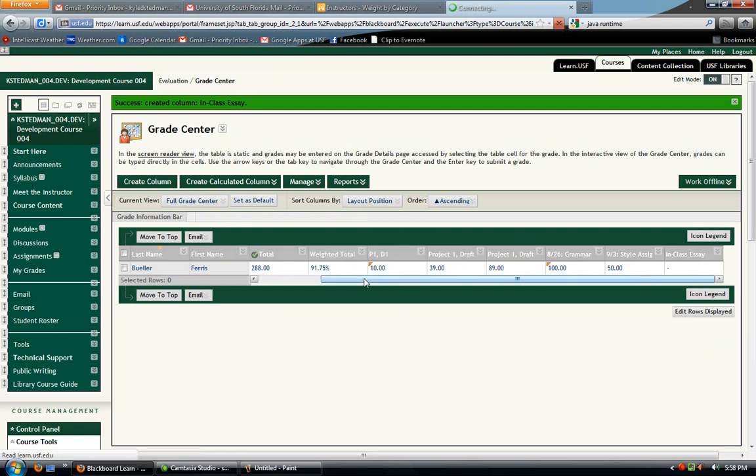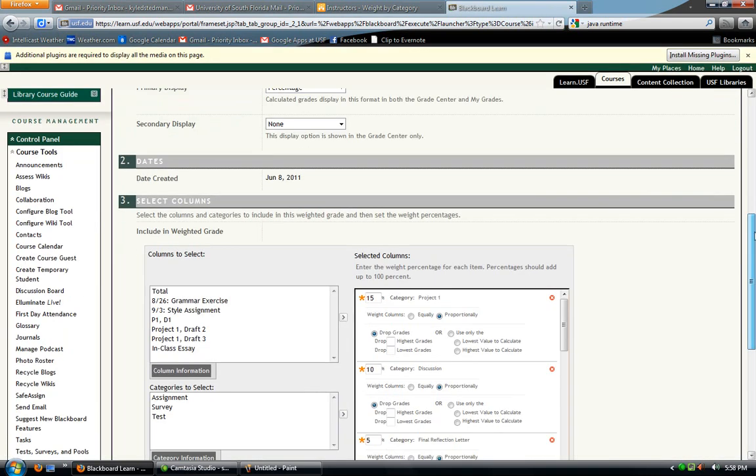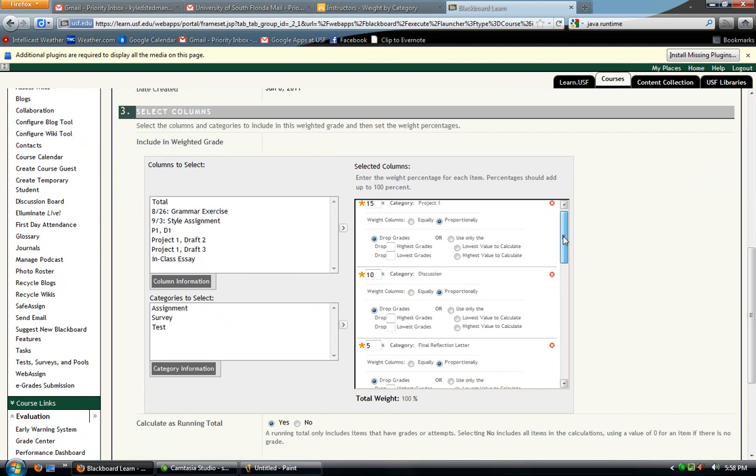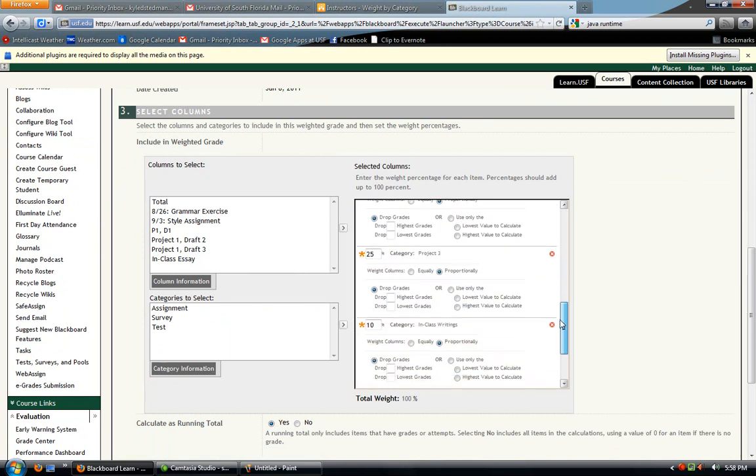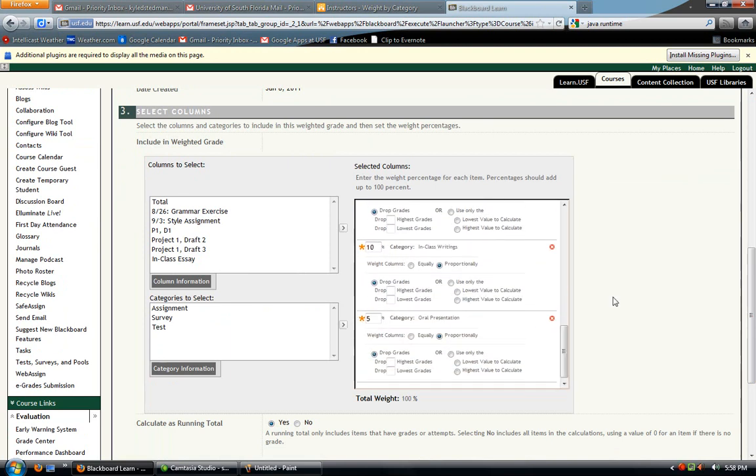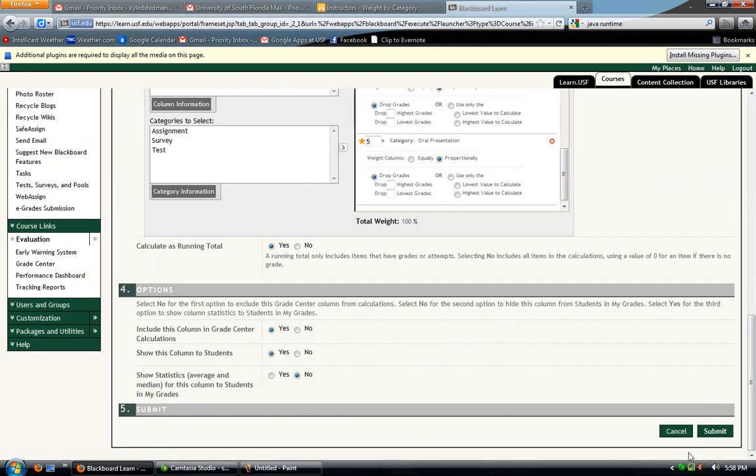Let me put that in another way. If I edit the information of this weighted total, which remember is the way that I look at what my weightings are, I can see that my in-class writings category is worth 10%, the same as the homework right now. Okay.